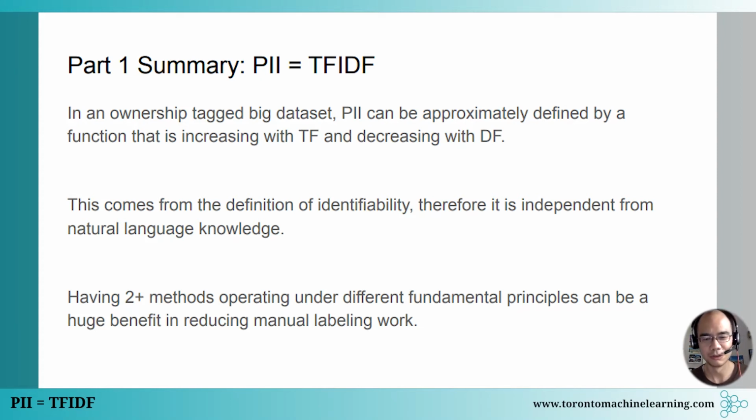So let's not go to full screen because I want to take questions on this slide. Any function that is an increasing function of how frequently the token repeats for the person, and a decreasing function of how often the token appears in many other people, take that as even a definition of PII. So if that number is bigger, it means it's more likely to be PII. If it's smaller, it's less likely. And this comes purely from a fundamental definition of identifiability. So it doesn't care about whether your data is in natural language or not.